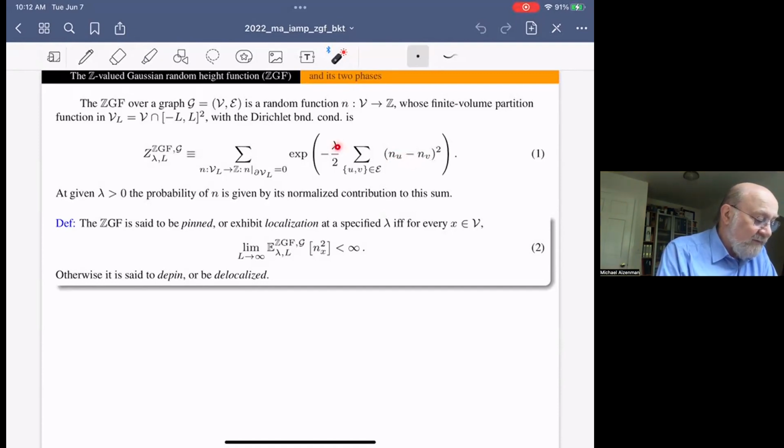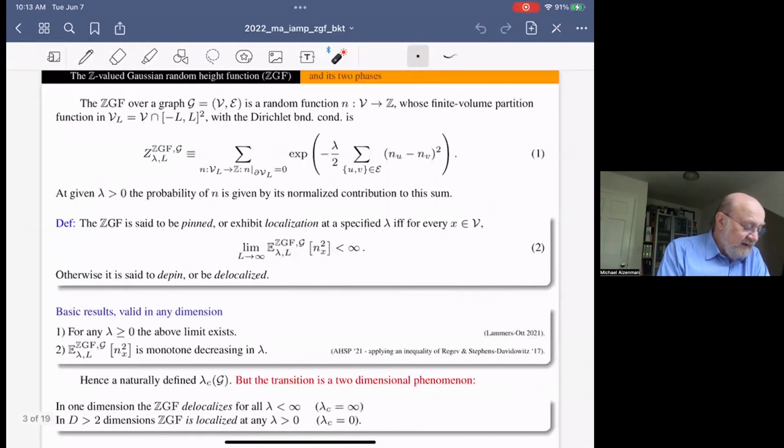You may think that for lambda small, what is true for the regular Gaussian field may apply to this one, and that's indeed the case. So to come with a precise definition, we say that this integer-valued Gaussian field is pinned or exhibits localization if in the infinite volume limit, the limit in which you take the size of the system to infinity, the variance of n at any site x is finite. If it diverges, it's said to depin or be delocalized.